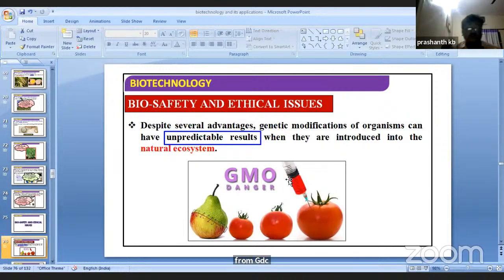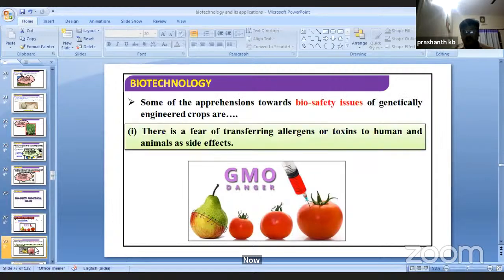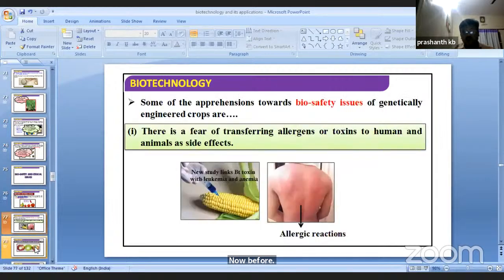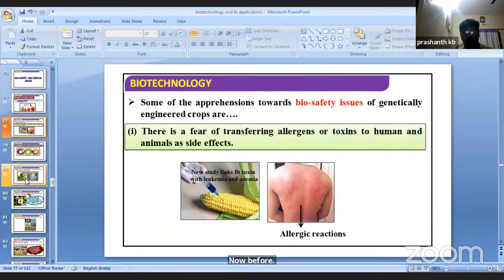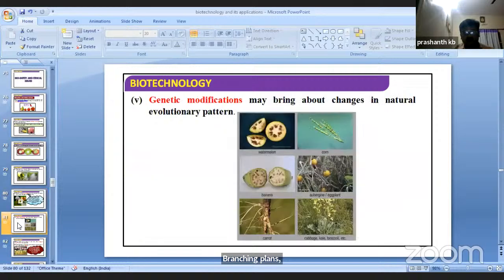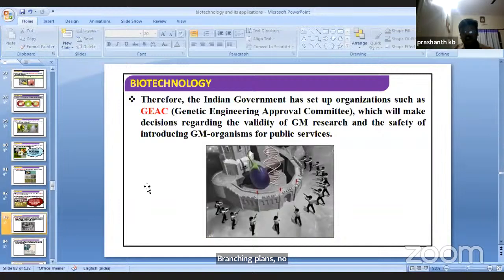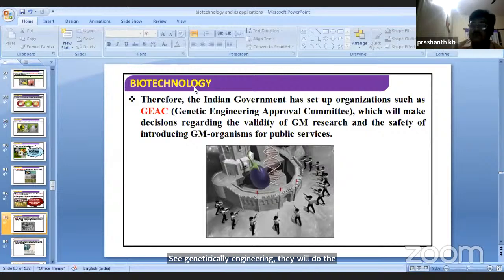Now, before saying this one, I would like to say one more thing. Transgenic animals you have heard. I just showed some of the transgenic plants. These are all transgenic. GEAC, Genetic Engineering Approval Committee. They will give the certificate whether to release this product into the market or not.